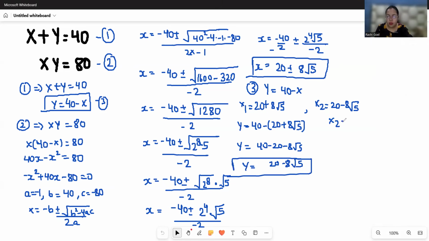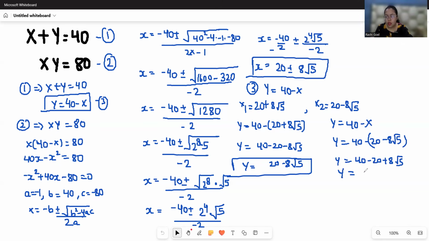Here for x2, y equals 40 minus x, y equals 40 minus 20 minus 8 root 5, y equals 40 minus 20 plus 8 root 5. So y equals 20 plus 8 root 5.